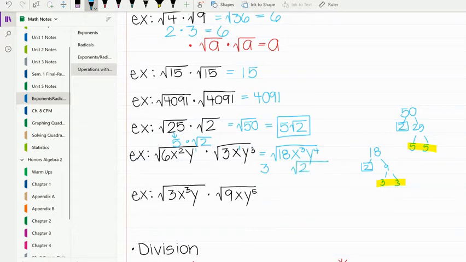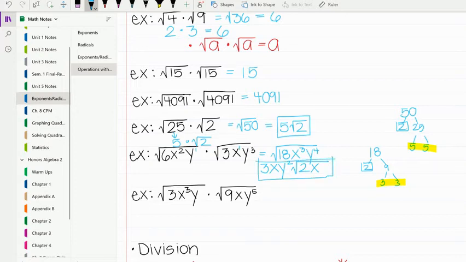Okay, now we're kind of going back to simplifying radicals. When we have x cubed, we want to think how many x squareds are there? There's 1, but 1 left over. And then for y to the fourth, how many y squareds are there? There's 2 and none left over. So that would actually be our final answer.